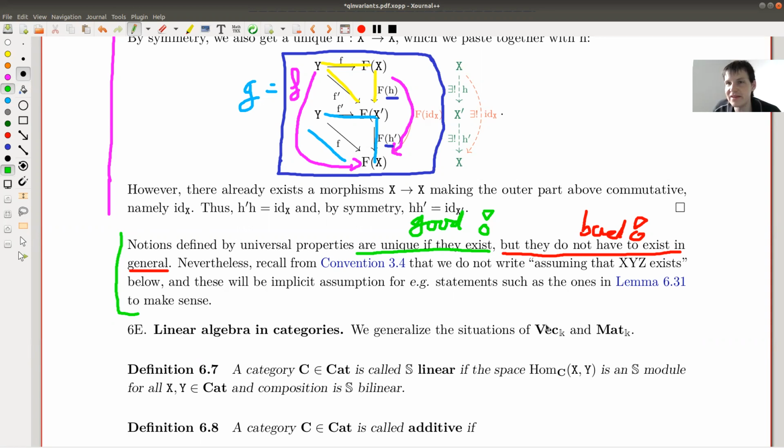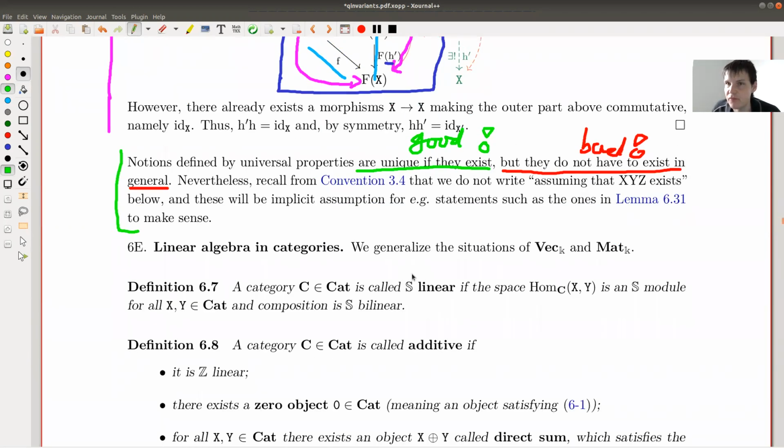And usually, if something exists, then you can play a lot of games, and then it boils down to proving that something exists. Okay, I'm already really doing bad on time, so let's just move on.